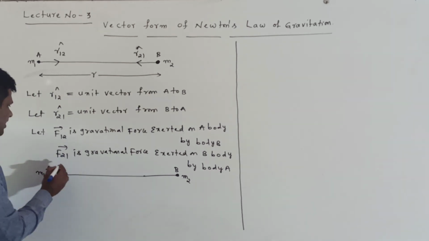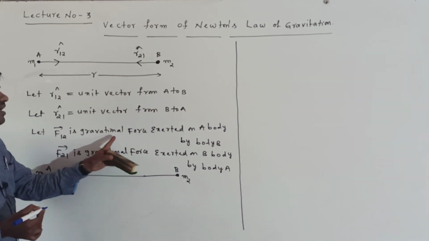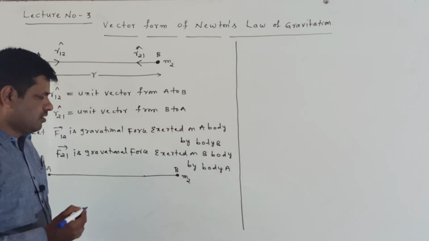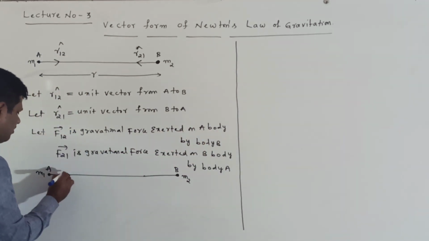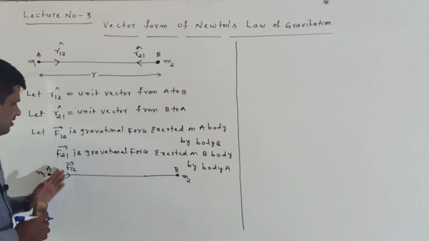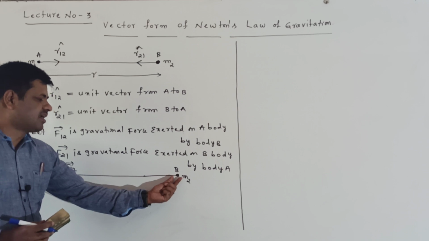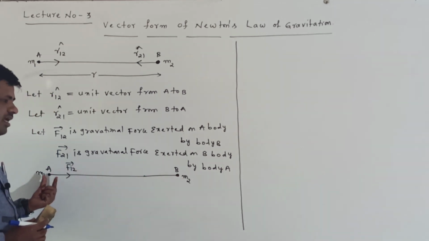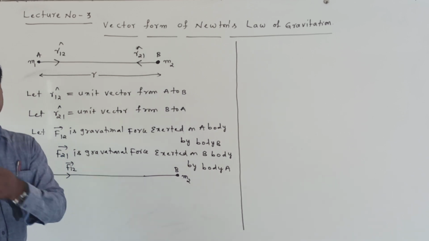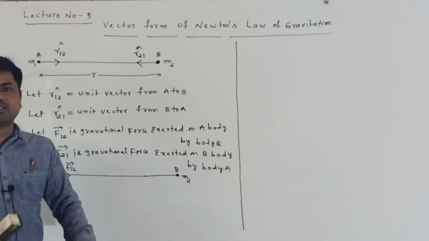So that's the reason I am writing here F12 is a gravitational force exerted on A body by B body. So that is F12 bar. I am giving the F12 bar direction in this direction. Why? Because the B body is attracting the A body. On the A body, the force is acting due to the B body. That's the reason we are giving it in this direction.